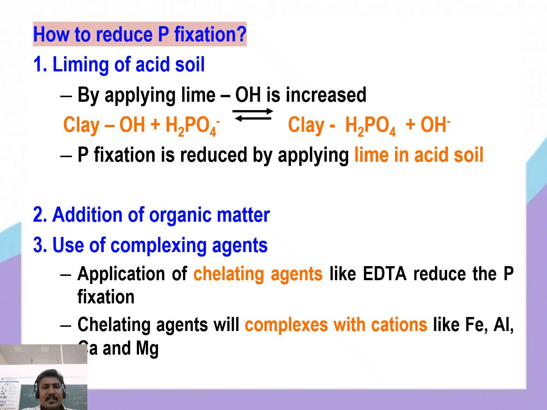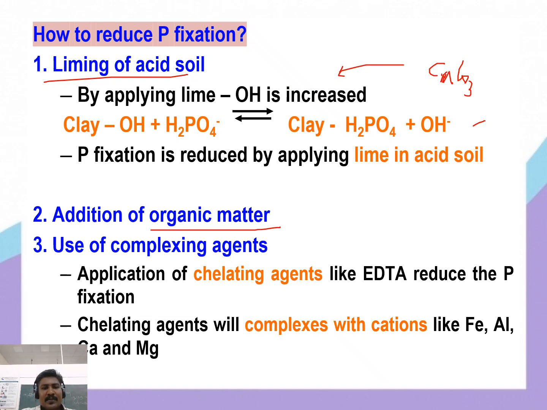How to reduce phosphorus fixation? Liming of acid soil. Liming is the application of calcium carbonate. Calcium carbonate is a lime. It can be applied to the acid soil so that the pH will increase. When pH increases and the soil attains a neutral condition, automatically the activity of iron and aluminum will reduce, and phosphorus availability will increase. And the addition of organic matter, as you know from the background, will form chelation with metal ions so that phosphorus becomes available.